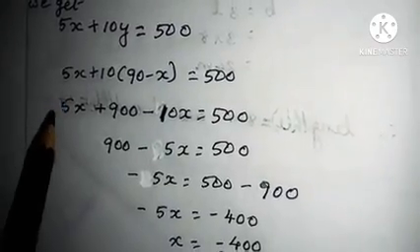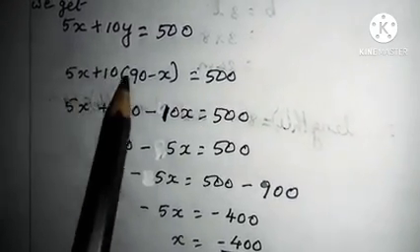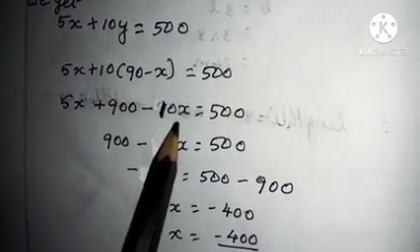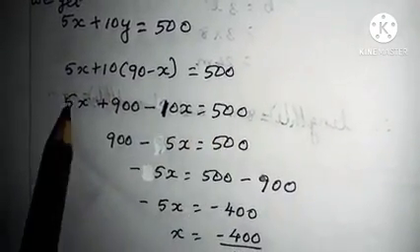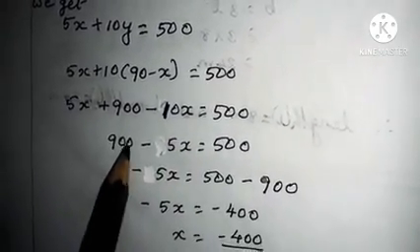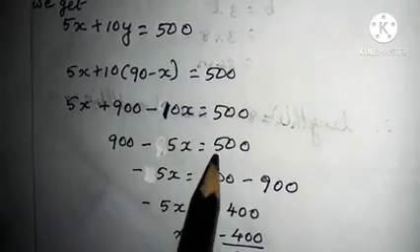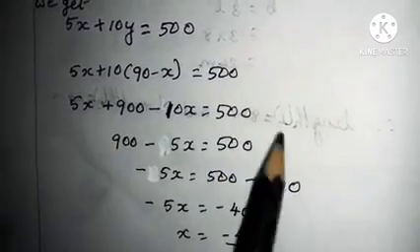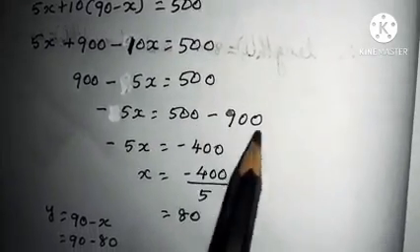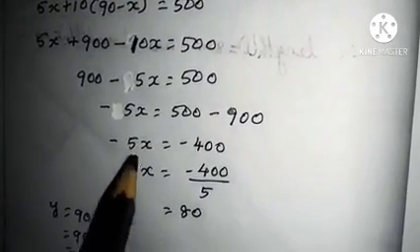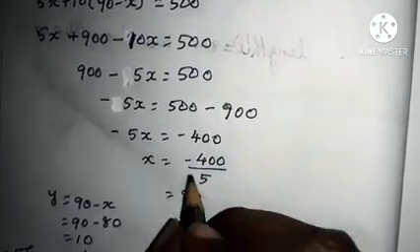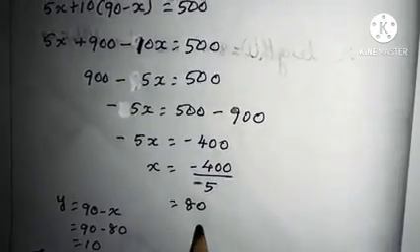Removing the bracket, we get 5x plus 900 minus 10x equal to 500. 5x and minus 10x are like terms, so adding them, we get 900 minus 5x equal to 500. Again, we move the constant terms. We get minus 5x equal to 500 minus 900, that is minus 5x equal to minus 400. Therefore, x equal to minus 400 by minus 5. We get the answer as 80.